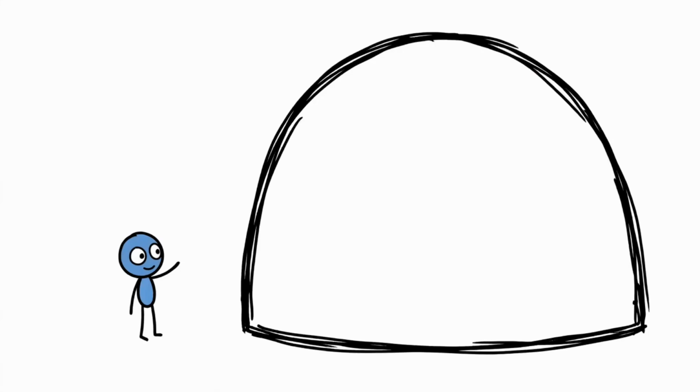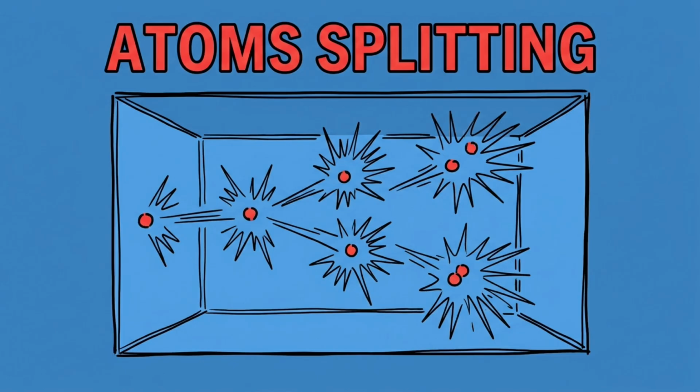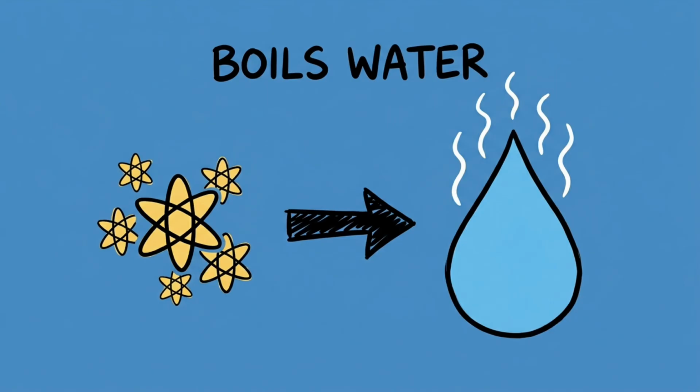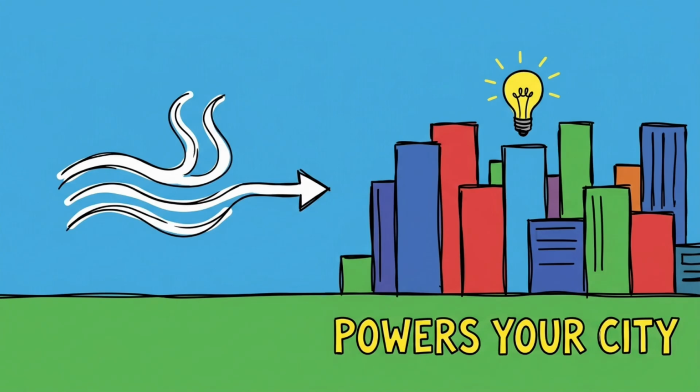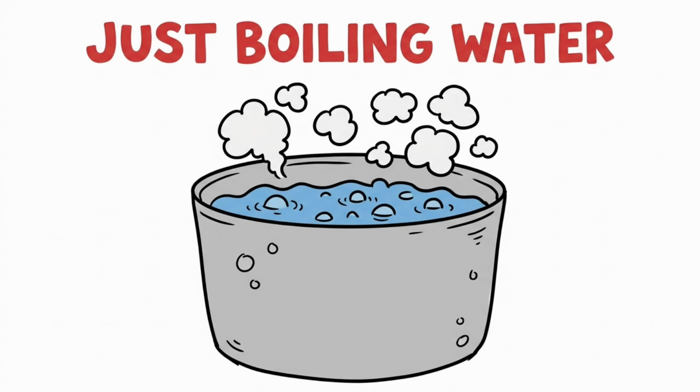Imagine you're standing inside a building the size of a football stadium. Somewhere behind thick concrete walls, something is splitting apart atoms smaller than you can imagine. That process is about to boil water, and that boiling water is about to power your entire city. Sounds strange? It should, because at its core, a nuclear reactor is just an incredibly complicated way to boil water.